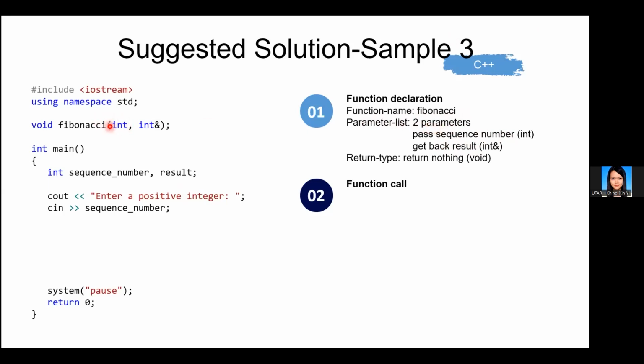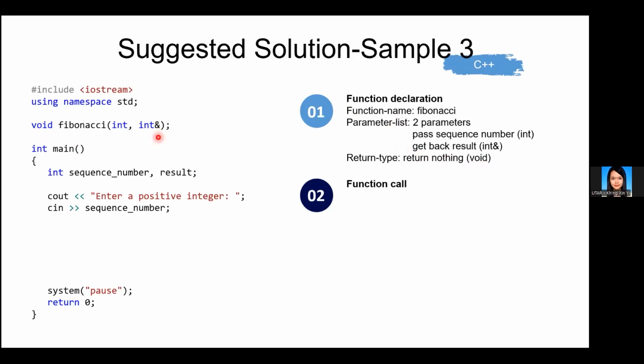The first one, integer, is used to pass down the sequence number to the function. But for the second case here, the integer ampersand, this is used, remember, for the reference parameter ampersand, so we can get back the updated value. I want to get back the result using this reference parameter. The function is not going to return anything using the return statement, so I just use void as the return type.